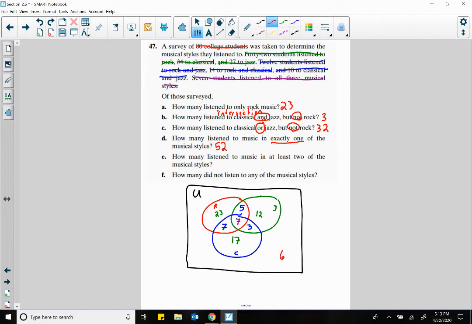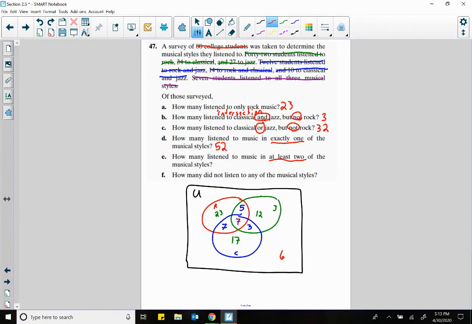The next one says how many listen to at least 2 musical styles. Okay, so at least 2. You got to be careful on that one. At least 2 means that I can listen to 2 musical styles. I can listen to 3, 4, 5, 6, 7, so on and so forth. So when we look at this, we want any student that listens to basically 2 or more musical styles. That's what at least means. You start with 2 styles, and then you can be more than that.